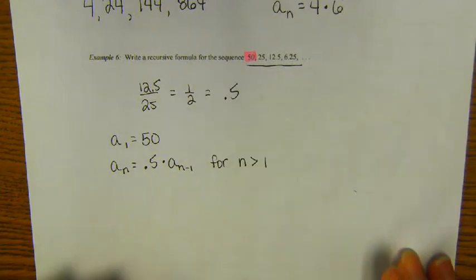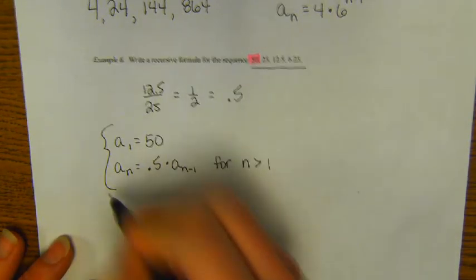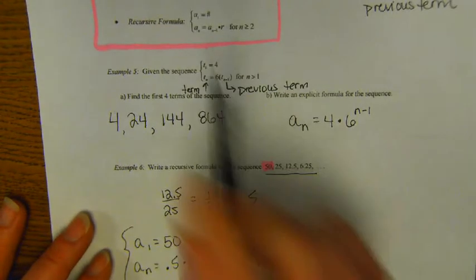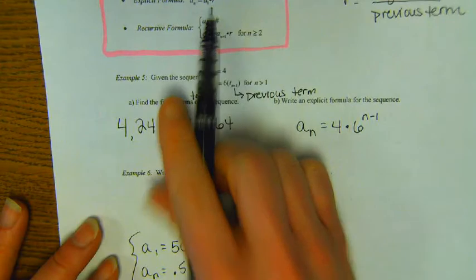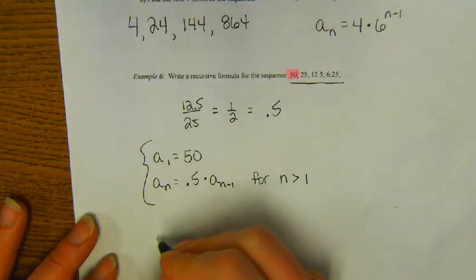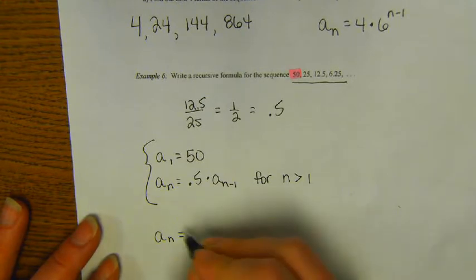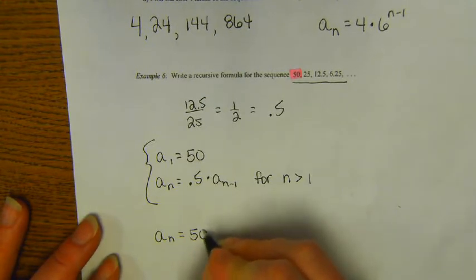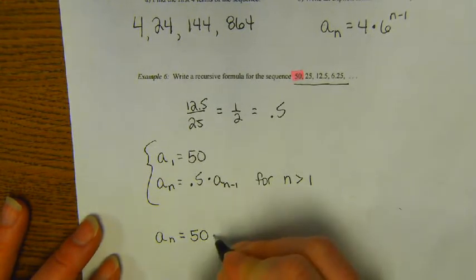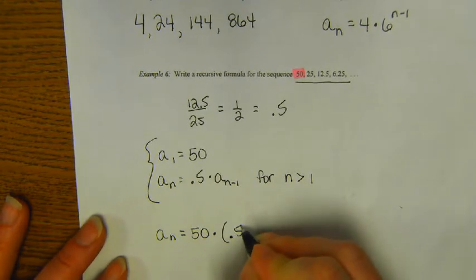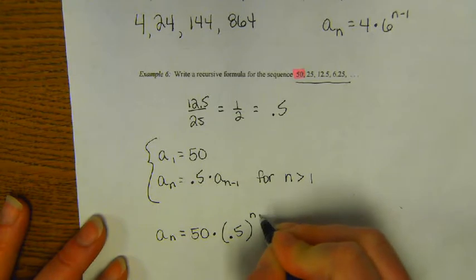And while we're at it, let's just practice one more time writing an explicit formula. For the explicit formula, we need a sub 1 and r again. So we would write a sub n equals a sub 1, which is 50, times r, which is 1/2 or 0.5, and we want to put that in parentheses, to the n minus 1 power.